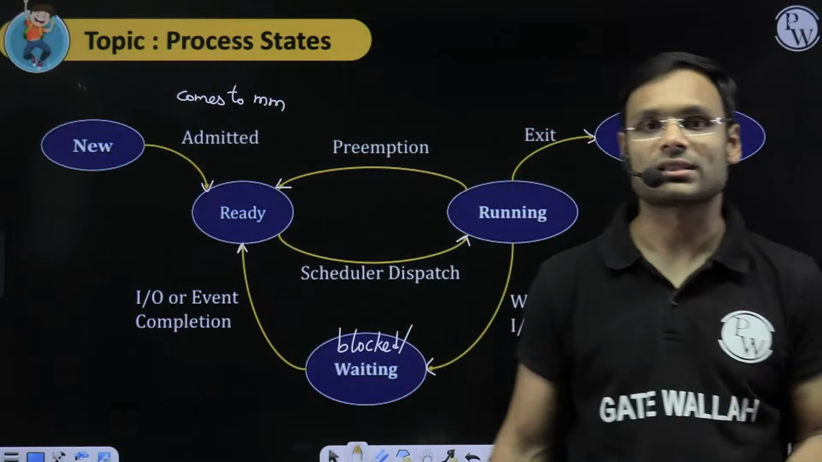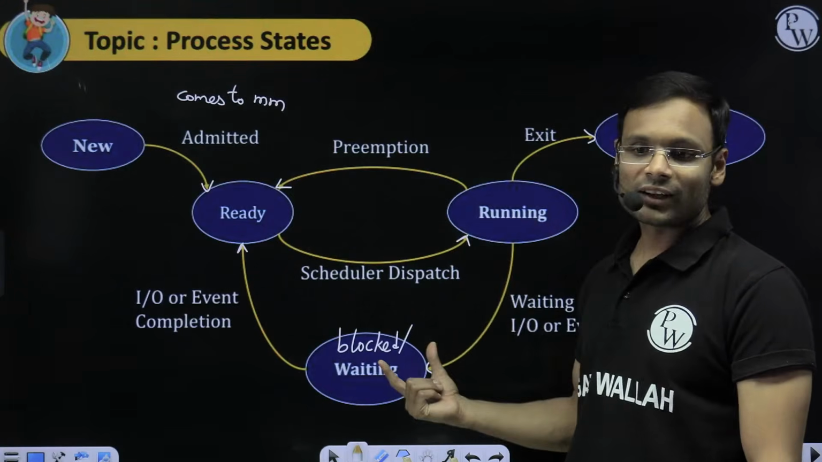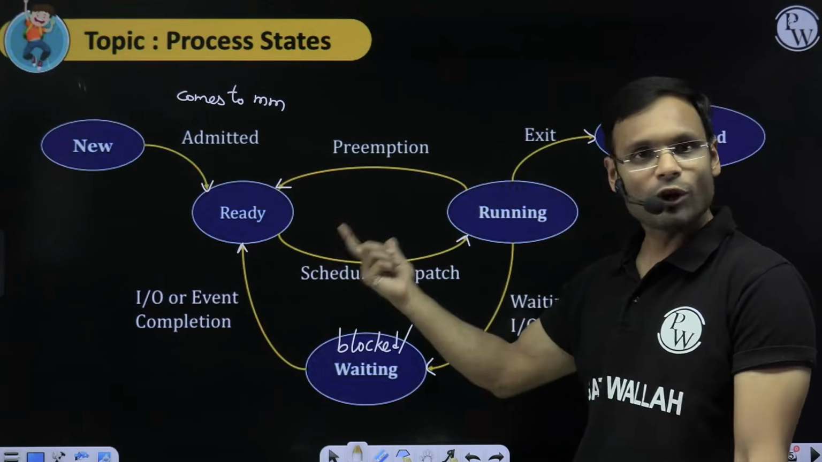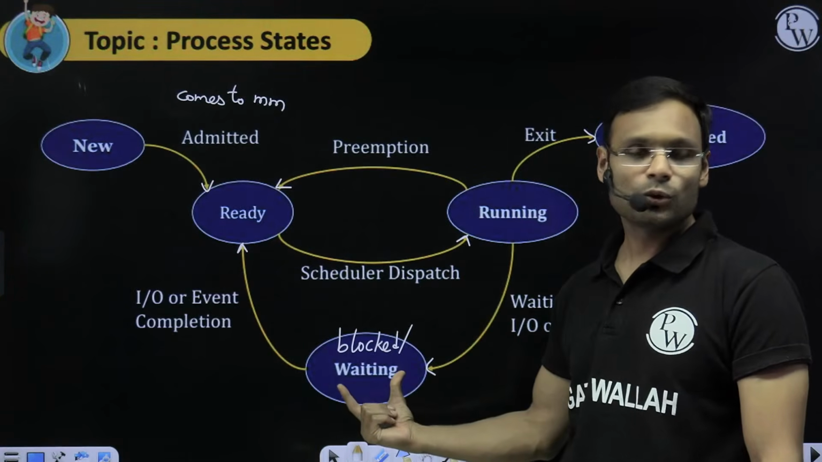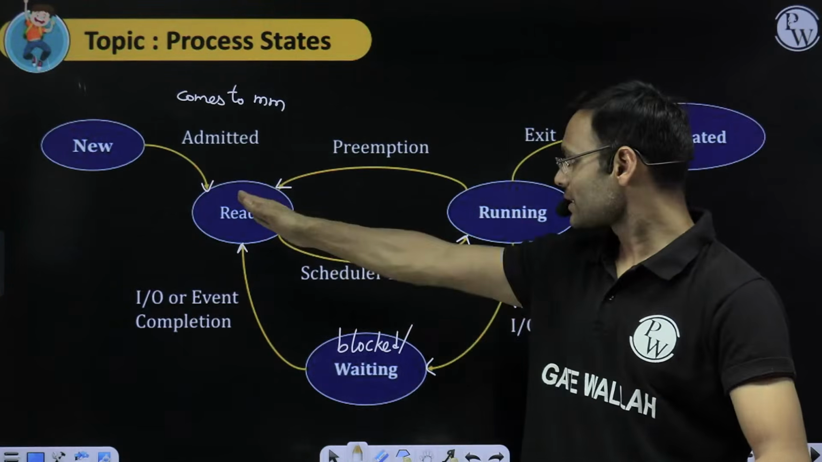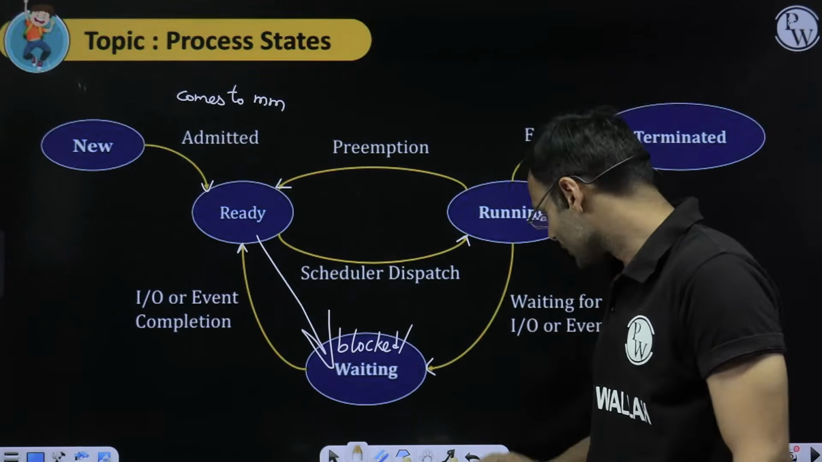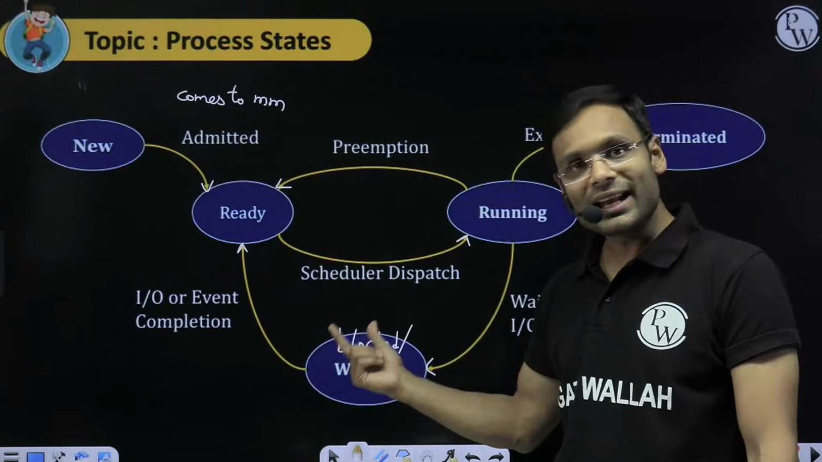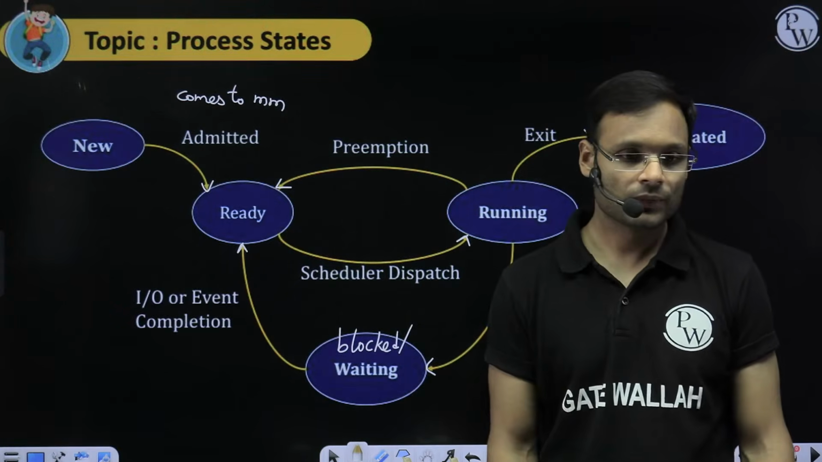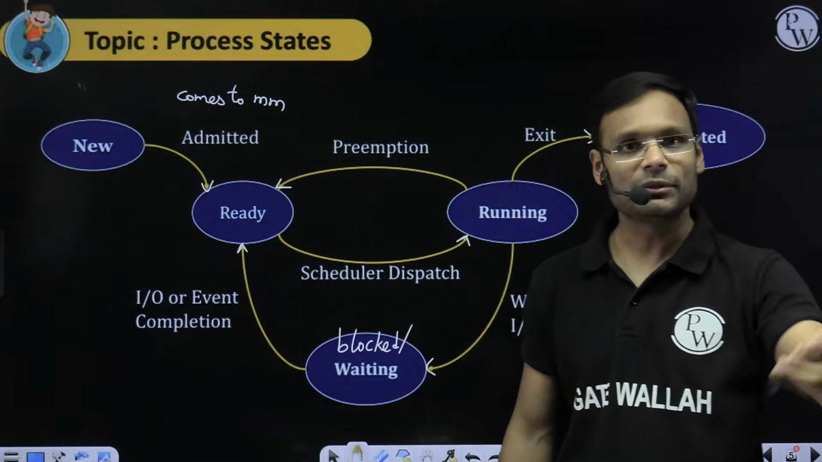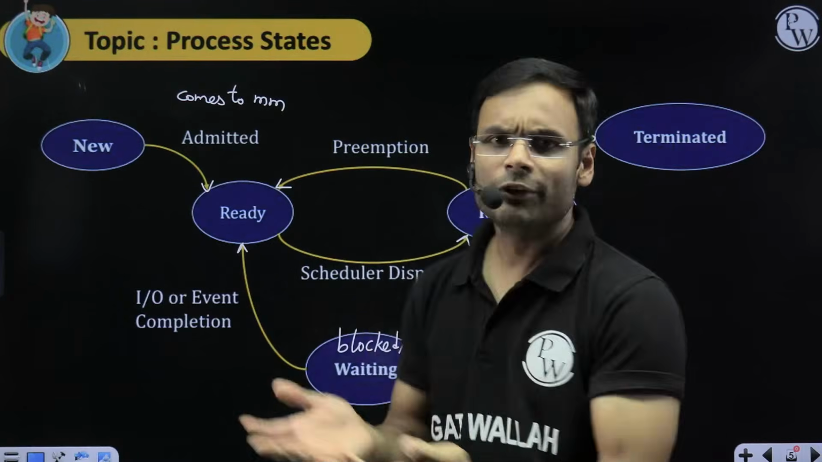They have asked that a running process, when it goes for IO, will take the transition to ready state. False. When a running process goes for IO, it will take the transition to blocked state. A ready process can have a transition to blocked state directly? No, false. A blocked state process can have a transition directly to running state? No, false. So there are certain such kinds of statements. Through this transition diagram, you can easily answer them if you remember this.